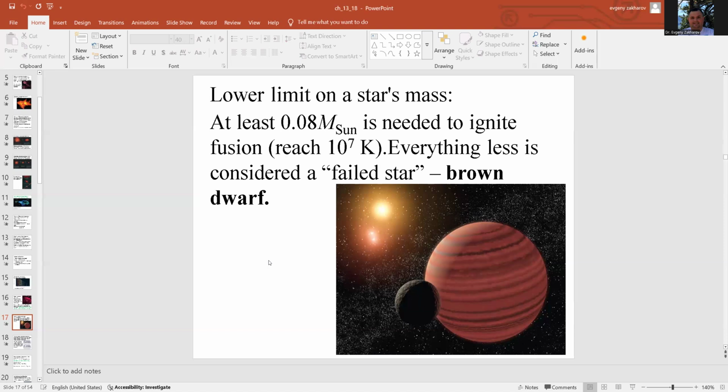You might think Jupiter, right? Jupiter is a gas giant. Jupiter is just a planet, but it would have been another star if it would reach certain conditions inside its core. So brown dwarfs are not stars. They're failed stars, and this is your lower limit for a star.